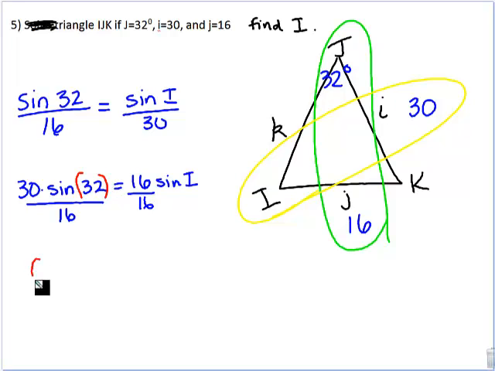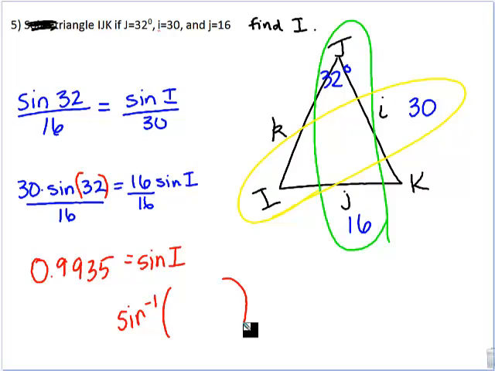I got 7 to 6. Oh, did you already find the angle? 30 times sine of 32 divided by 16 equals. I got .9935. Everyone able to get .9935? So now how do we find the angle from here? You would do the inverse sine of it. Yep, the sine of negative 1. 0.51356059. It's what? 83.